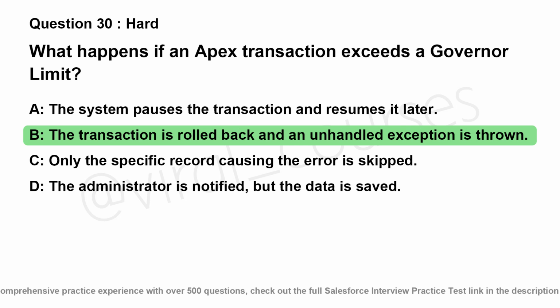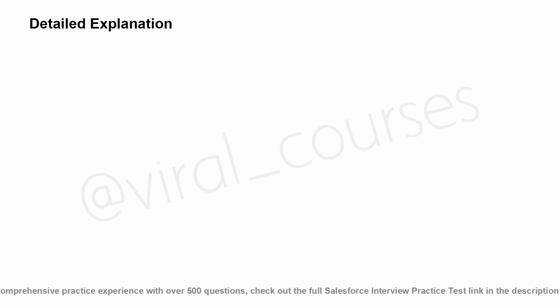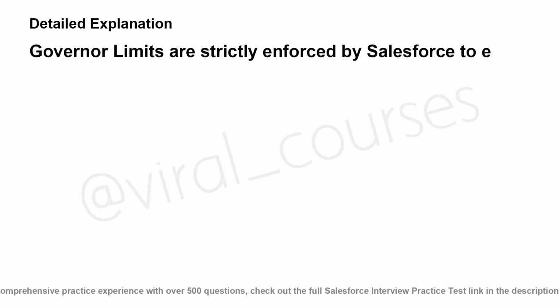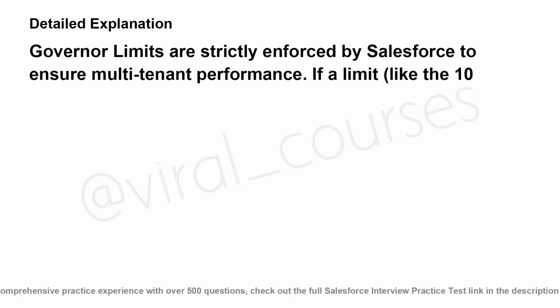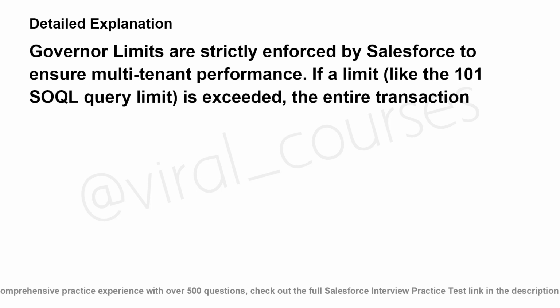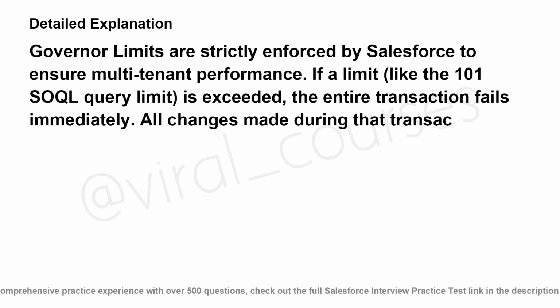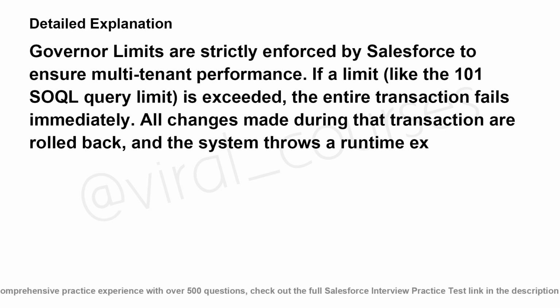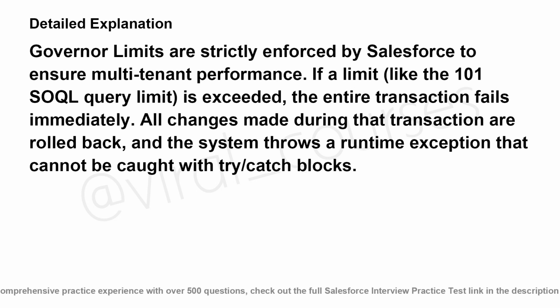The correct answer is B. Governor limits are strictly enforced by Salesforce to ensure multi-tenant performance. If a limit, like the 101 SOQL query limit, is exceeded, the entire transaction fails immediately. All changes made during that transaction are rolled back, and the system throws a runtime exception that cannot be caught with try-catch blocks.